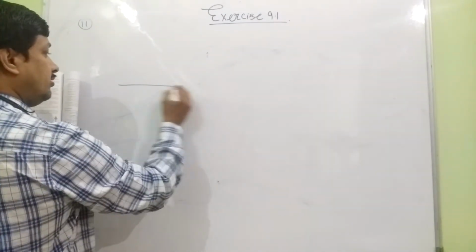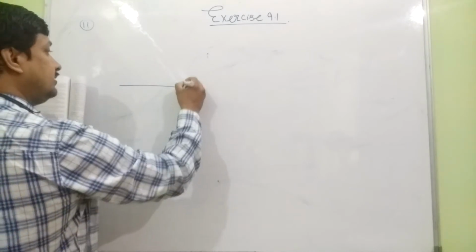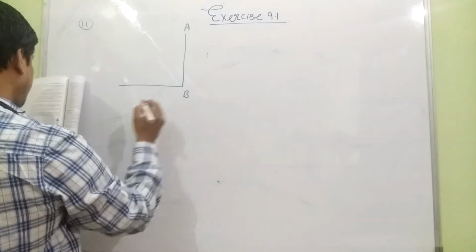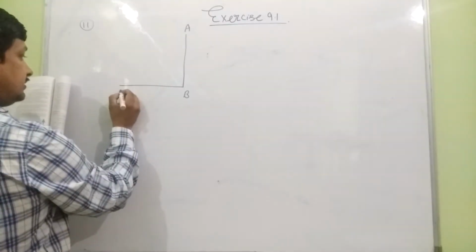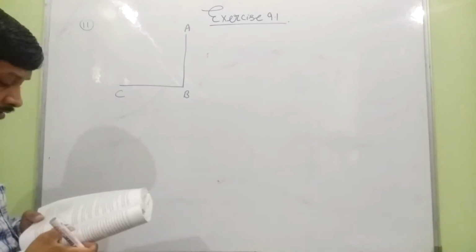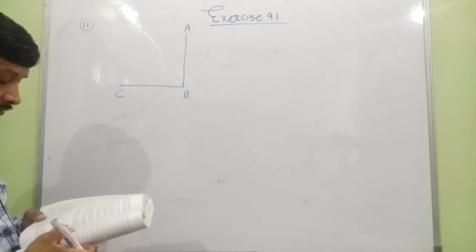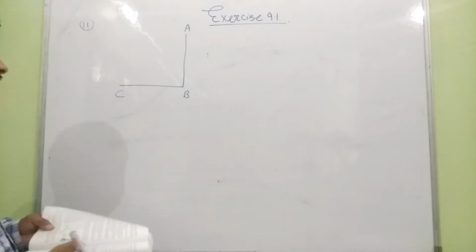Okay. Question number 11 is: a TV tower stands vertically on a bank of a canal. We have a canal, and on one of its banks there is a tower. Let us consider this tower to be AB, and the canal is BC. From a point on the other bank directly opposite the tower, the angle of elevation of the top of the tower is 60 degree.